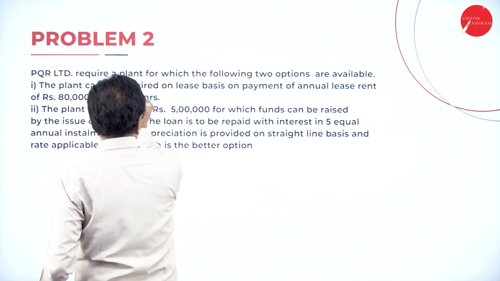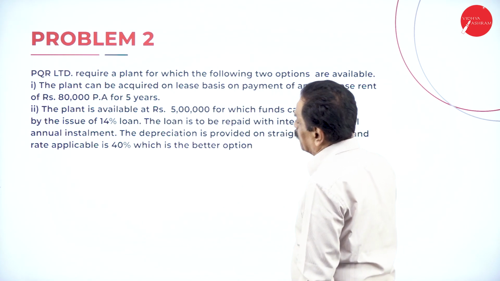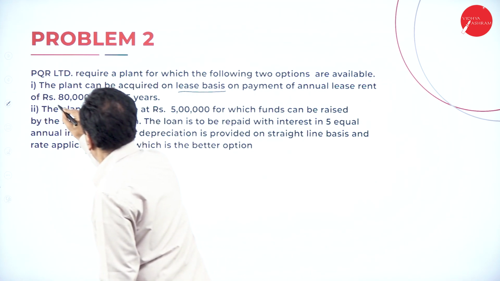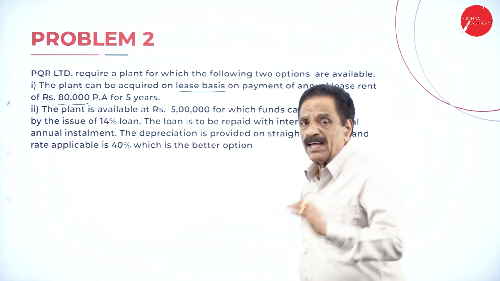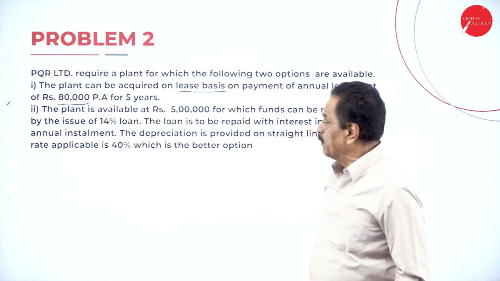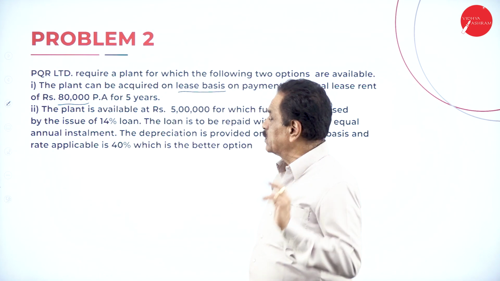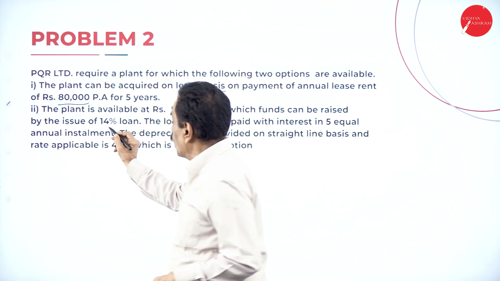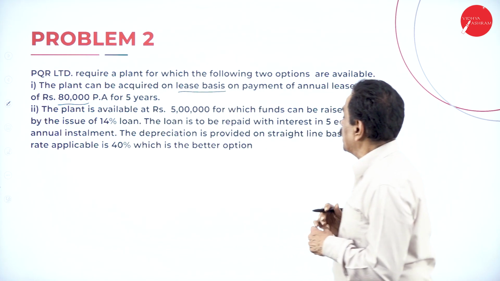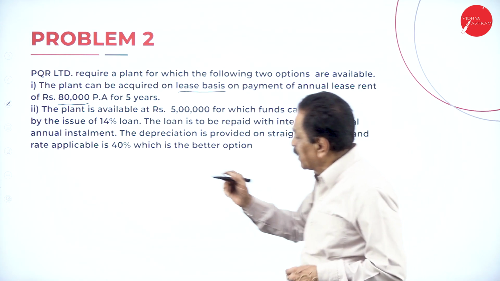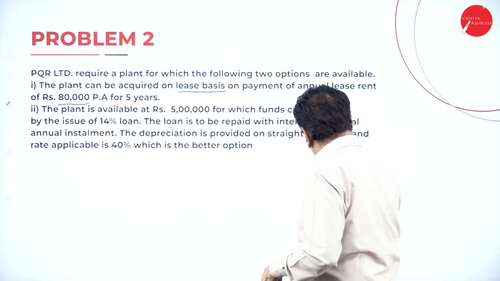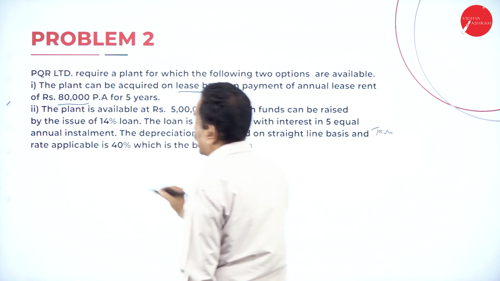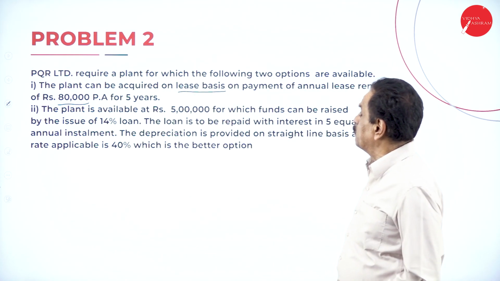PQR Limited requires a plant, for which two options are available. The plant can be acquired on lease basis on payment of annual rental value rupees 80,000 per annum for 5 years. Every year they are going to pay 80,000. The plant is available at rupees 5 lakh for which funds can be raised by the issue of 14% loan. The loan is to be repaid with interest in 5 equal installments. The depreciation is provided on straight line basis and the tax rate applicable is 40%. Which is a better option?